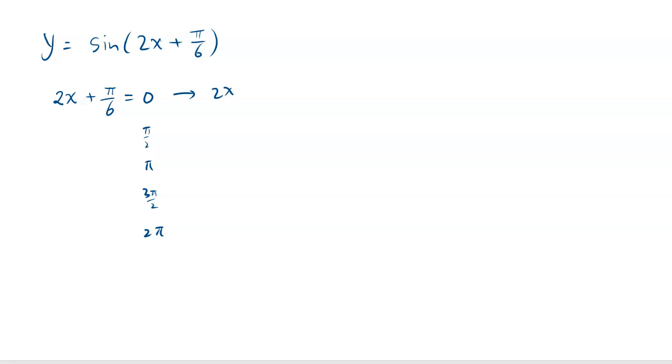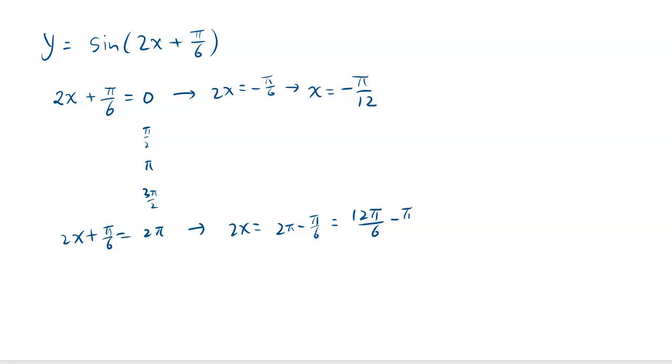Okay, so 2x equals negative pi over 6, divided by 2, and then you get x equals negative pi over 12. Okay. And then here, if I solve 2x plus pi over 6 equals 2 pi, then I get 2x equals 2 pi minus pi over 6. Well, I need a common denominator, so I make this 12 pi over 6 minus pi over 6, which is 11 pi over 12.